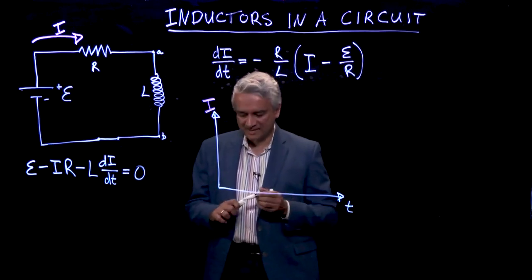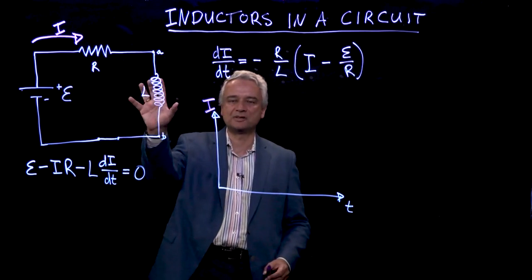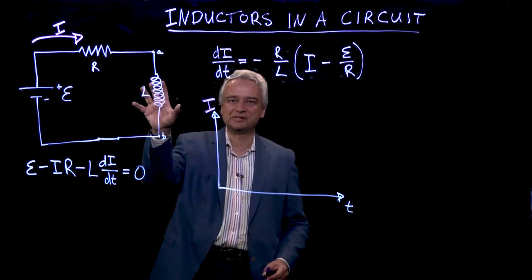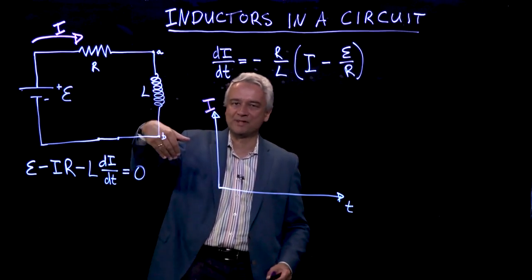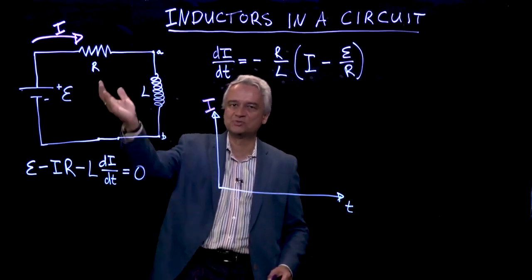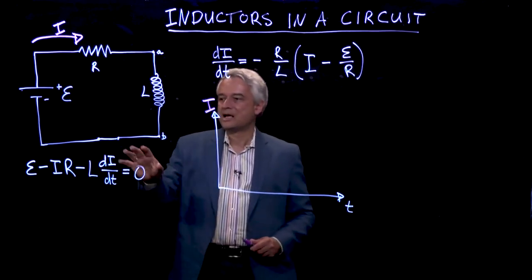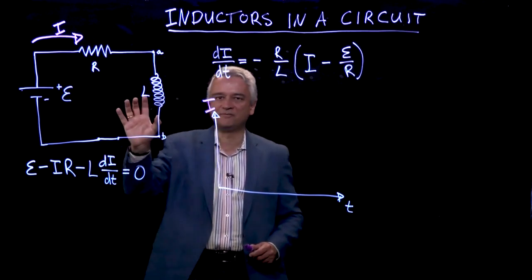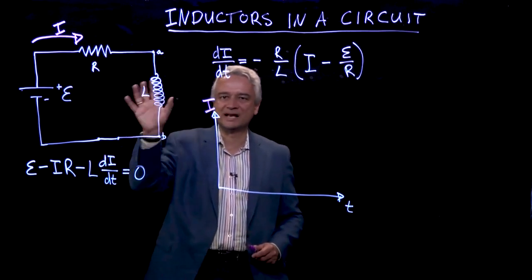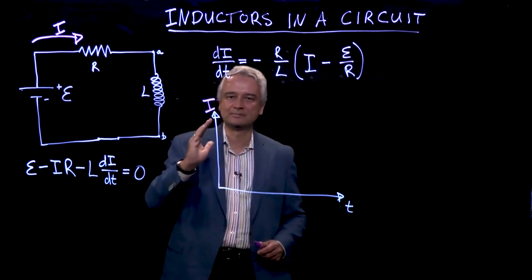Previously, when we had a capacitor, what we said was at the moment we close the switch, no charge on the capacitor, no electric field energy in it yet. But now current is going to start flowing through it. That was the story before. So the Q started from 0 and rose. Now in this case, I close the switch. At the moment I close the switch, there's no current flowing through the inductor, no magnetic field energy stored in the inductor, and that I is going to start to increase.